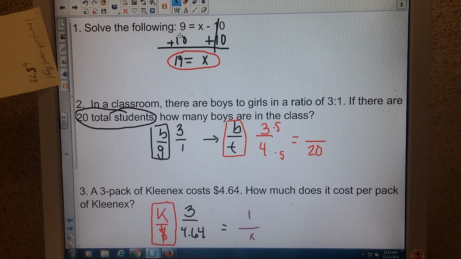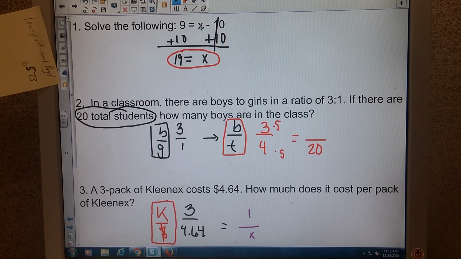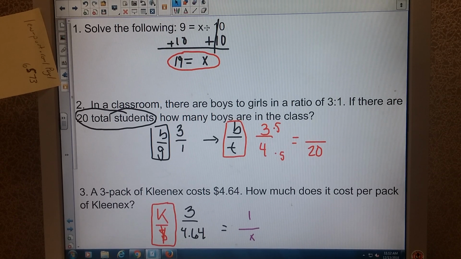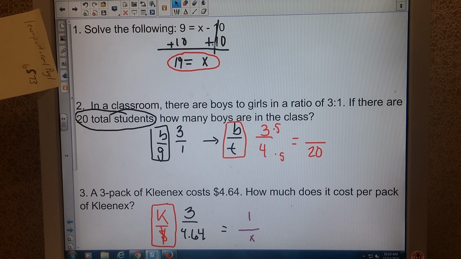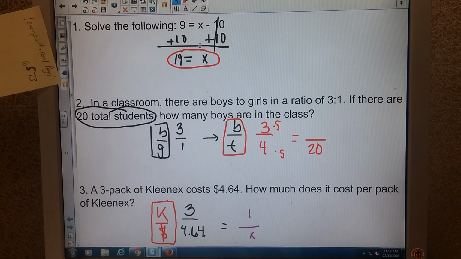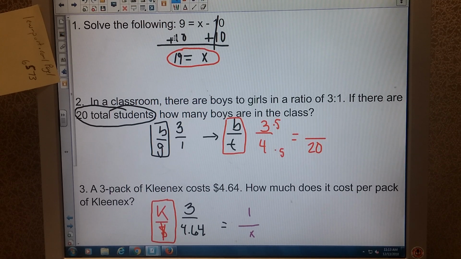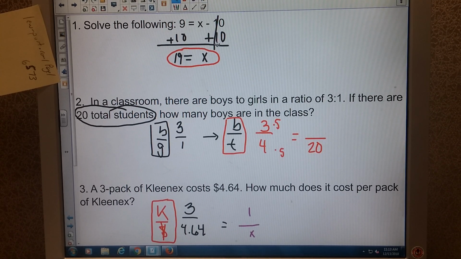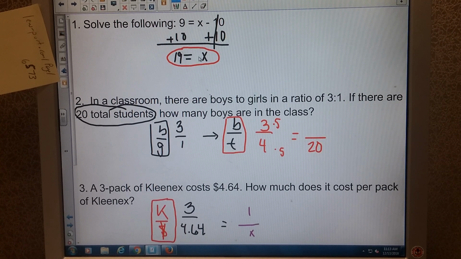9 is the same as x minus 10. Our job is to get x by itself. Right now, x is with a minus 10. To undo that, we have to add 10. And if we add 10 to the right side of our equation, we also add 10 to the left side of our equation. Negative 10 and 10 form a zero pair. They cancel out. X is 19.